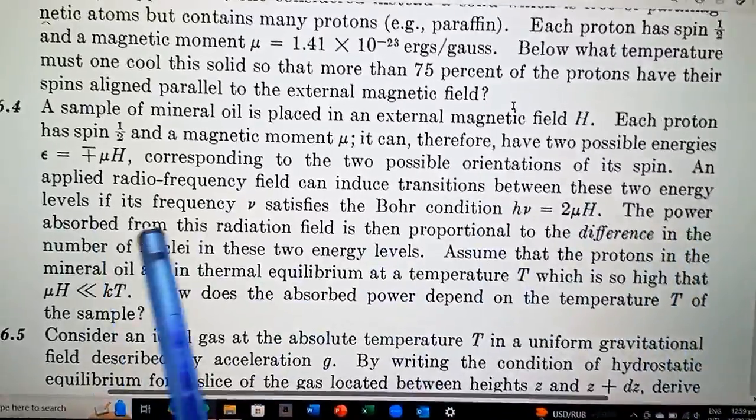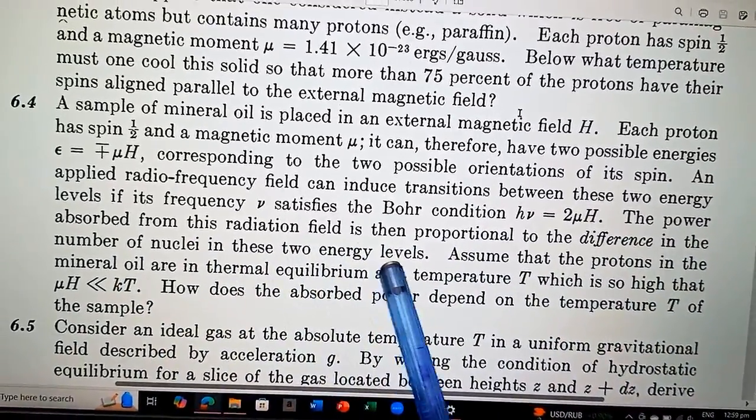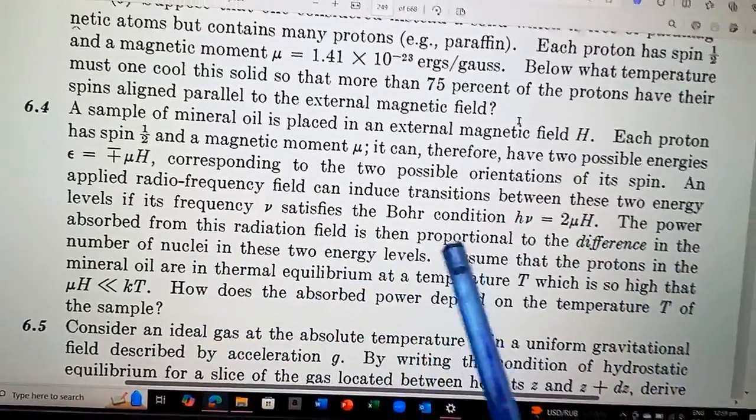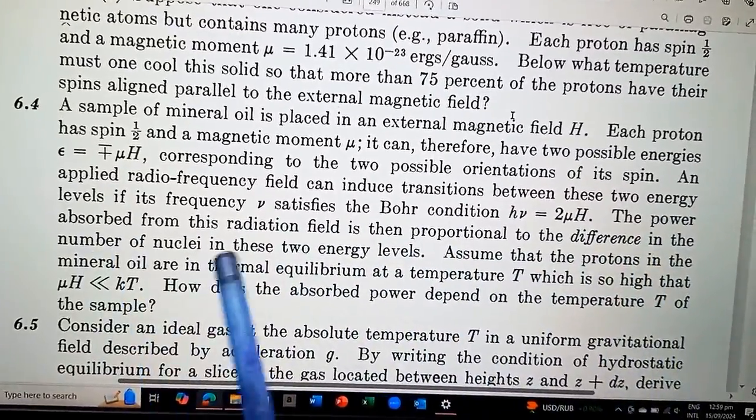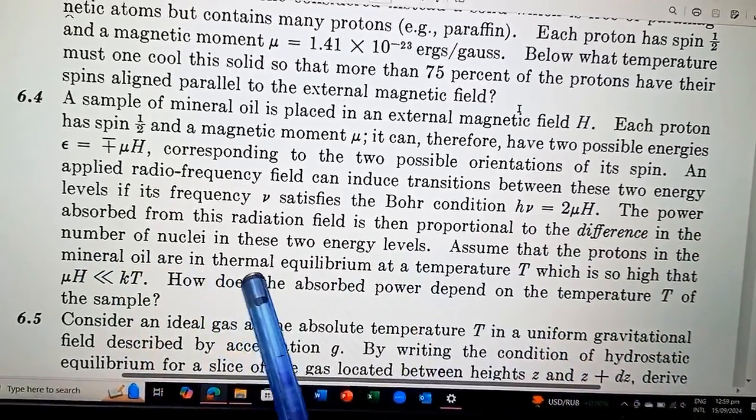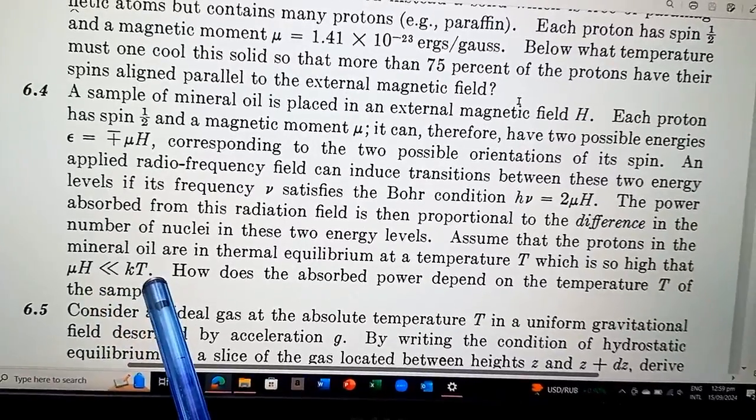Now, the power absorbed from this radiation field is then proportional to the difference in the number of nuclei in these two energy levels. So, how much power will be absorbed by the sample? It will be proportional to the difference in the number of nuclei in these two energy levels. Assume that the protons in the mineral oil are in thermal equilibrium at a temperature which is so high that mu H is very much less than kT.